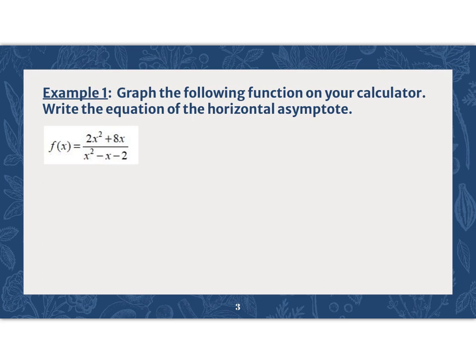So it says graph the following function on your calculator, write the equation of the horizontal asymptote. So obviously you are going to have to go to your calculator and type in y equals, y1 in parentheses 2x squared plus 8x divided by parentheses x squared minus x minus 2. And then you hit graph.